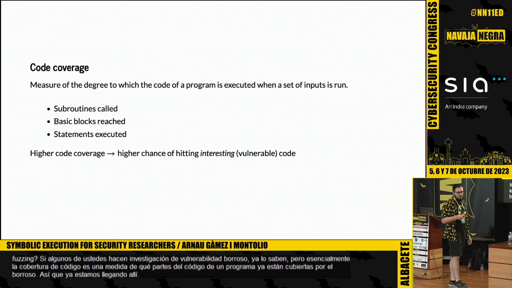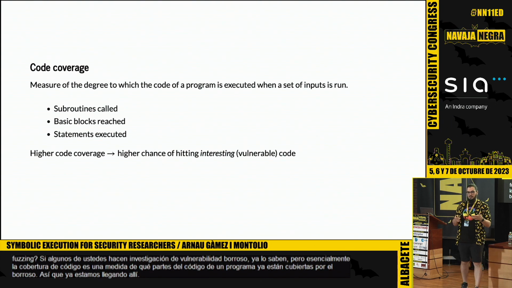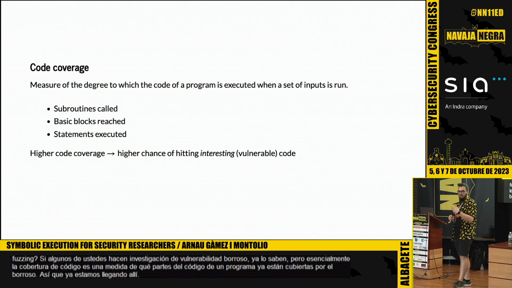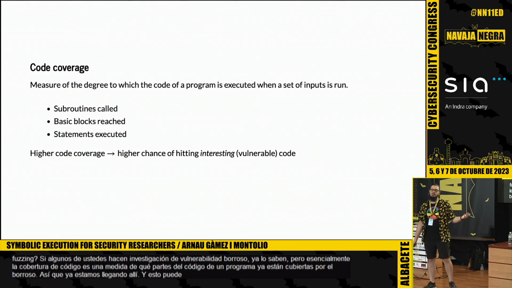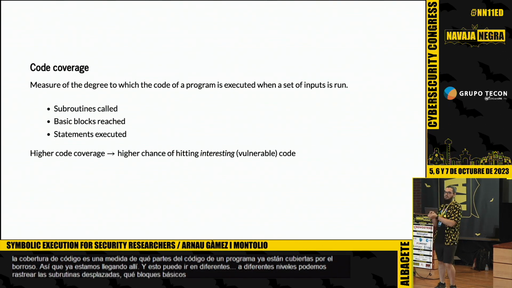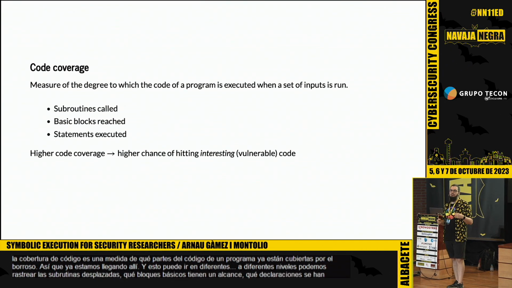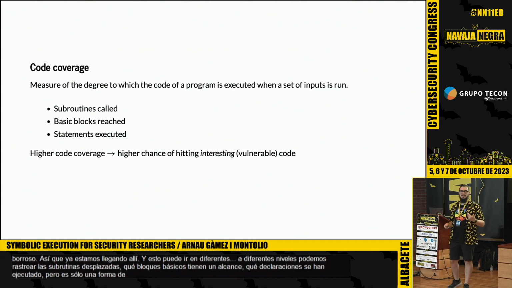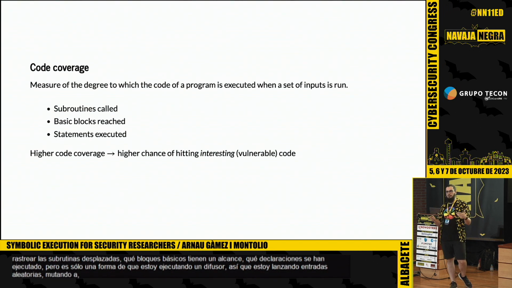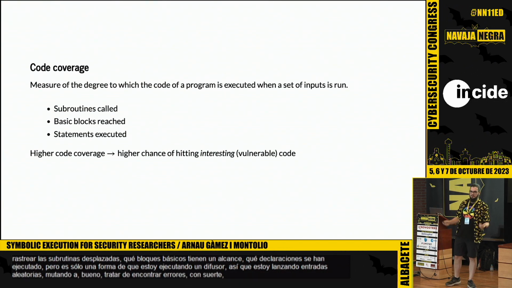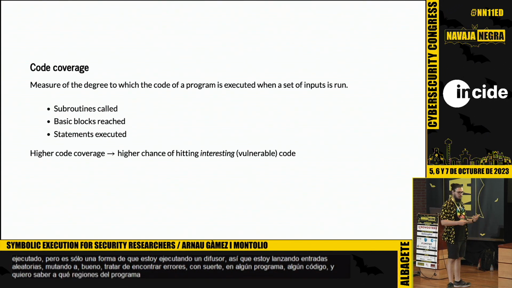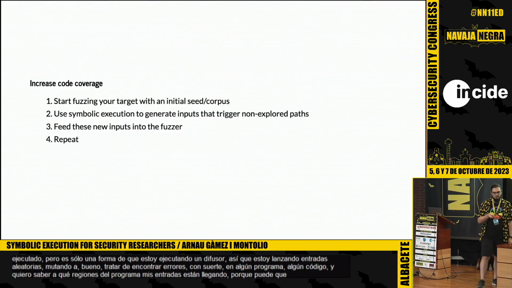So higher code coverage, which means having more inputs that reach more places, gives you a higher chance of hitting interesting vulnerable code. And this is the usual example: you have some parser that has some vulnerability, but to arrive at the place in the code that has the vulnerability, you have to pass some checks on the header of the inputs that might be probabilistically impossible to get just by random mutating, just passing the first checks and then arriving at the interesting part of code. Okay, so we would like to increase code coverage.